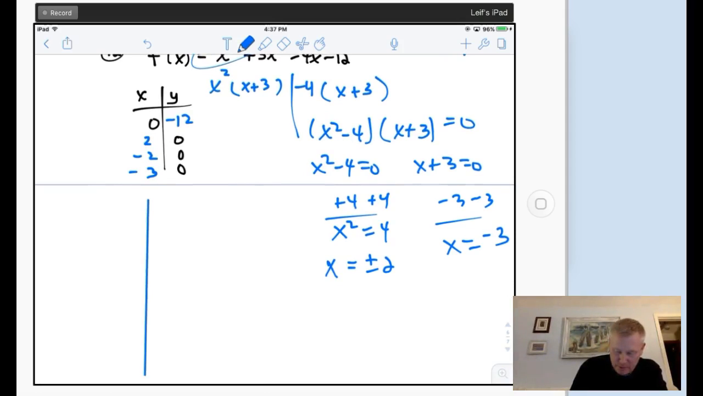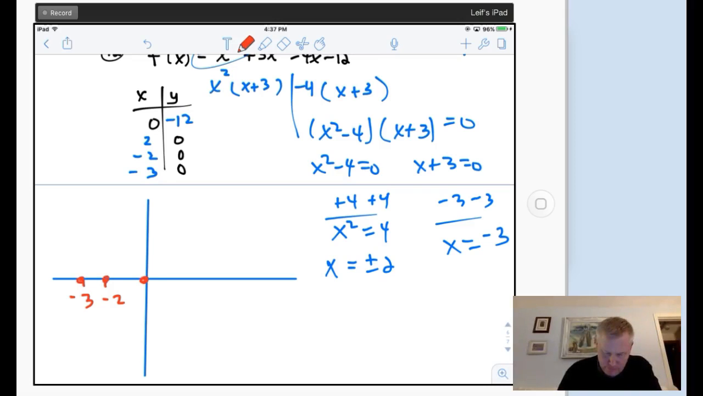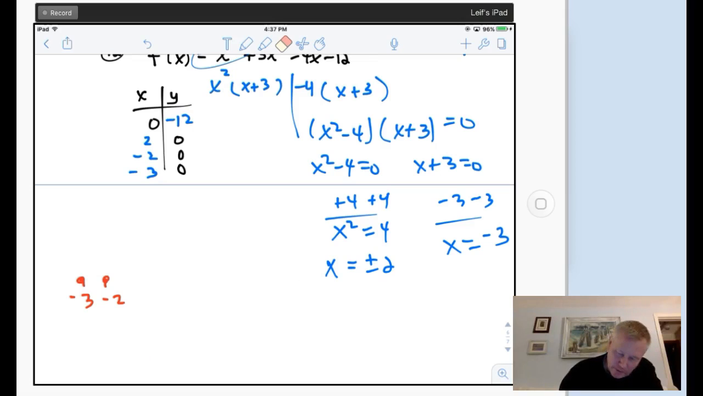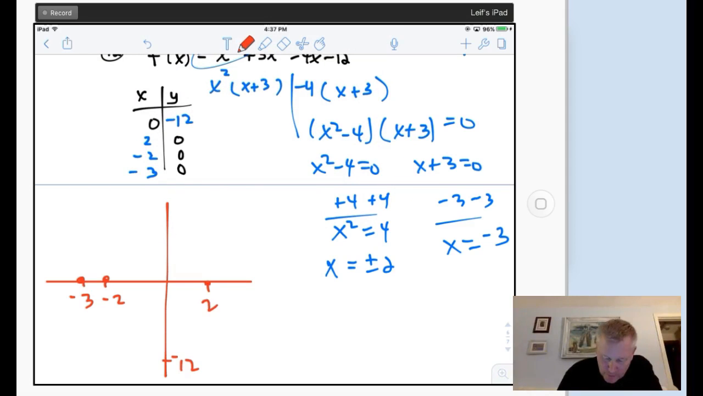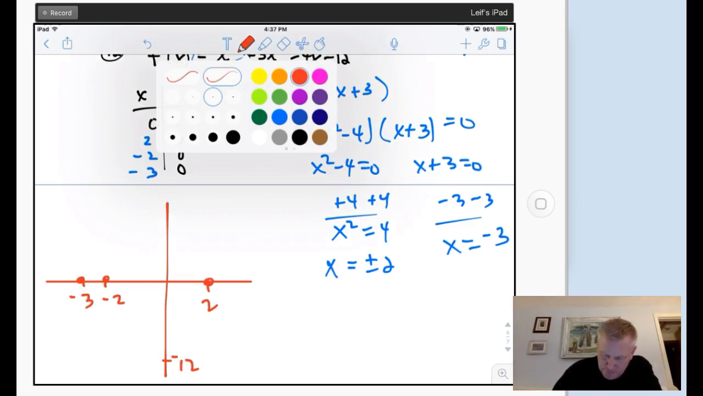All right, so if I make my axes over here, I got a whole bunch of things to put through this one. All right, so negative 3, negative 2, 0. Actually, it doesn't hit 0 on the x-axis, it hits it on the y. Of course, I messed it up. Okay, so 0, negative 12 is down here, and the last one is at positive 2. All right, so it goes through all of them.